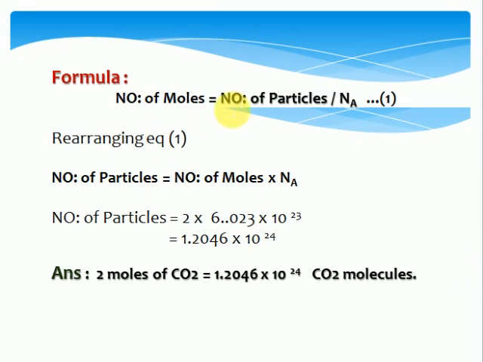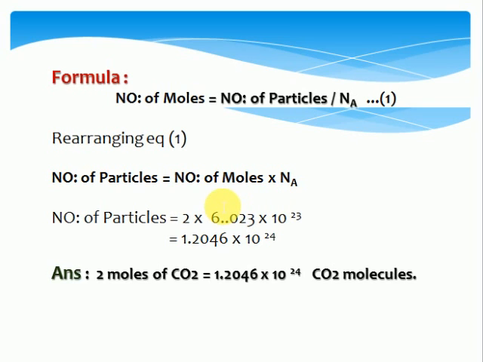Now the formula we had was number of moles is equal to number of particles divided by Na. But here you can see that number of particles was unknown while number of moles is given. So we will rearrange this equation number 1 and we will get the formula number of particles is equal to number of moles multiplied by Na, or Avogadro's number.